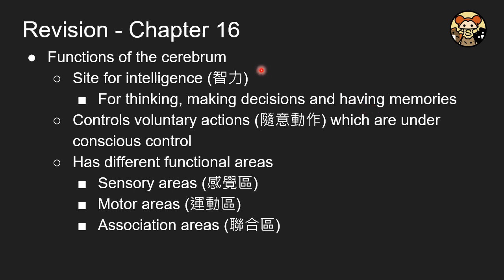That's why when people are not using their brain, we call it 唔經大腦. Okay.